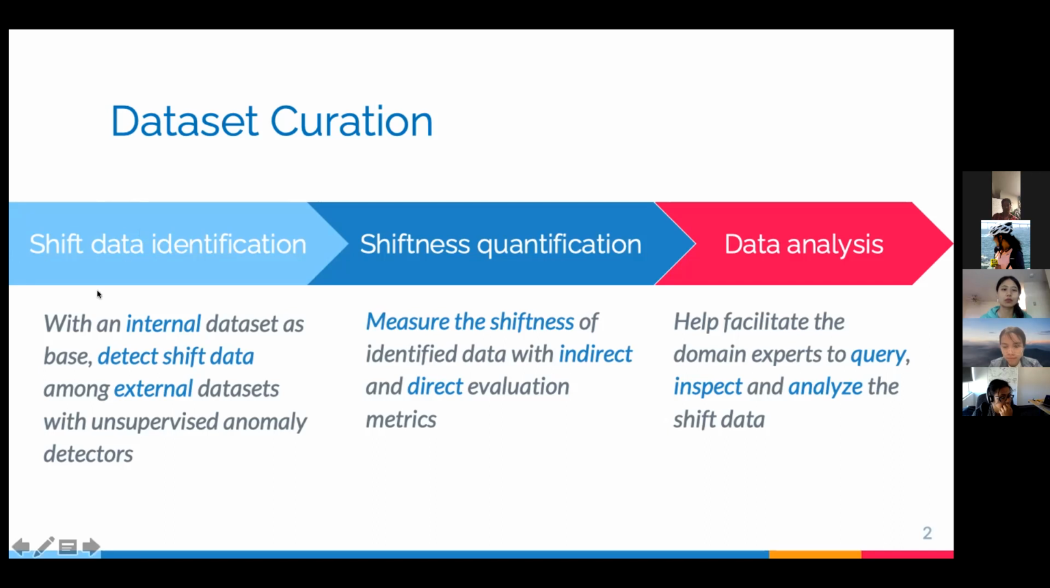For shift data identification, we take an internal dataset as a base dataset, as a standard dataset, and we want to detect the shift data among the external datasets without any data sharing using unsupervised anomaly detectors. For shiftness quantification, we measure the shiftness of the identified data with indirect and direct evaluation metrics. Then after we have detected the shift data, we may want to help the domain experts do future data analysis, like query, inspect, and analyze the shift data. So I will go to the first part with some introduction first.